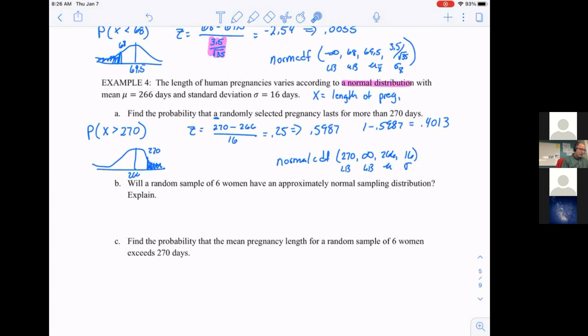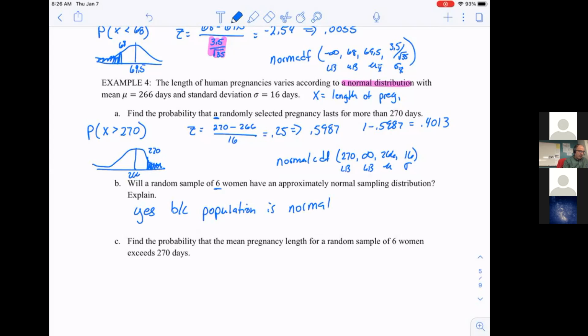Will a random sample of size 6 women have an approximately normal distribution? I'm running into an issue. My sample size is very small. It's 6, so I'm not meeting that greater than 30 criteria. The criteria that we get to meet on this one is already highlighted, and it is approximately normal. My answer is going to be yes, because the population is normal.